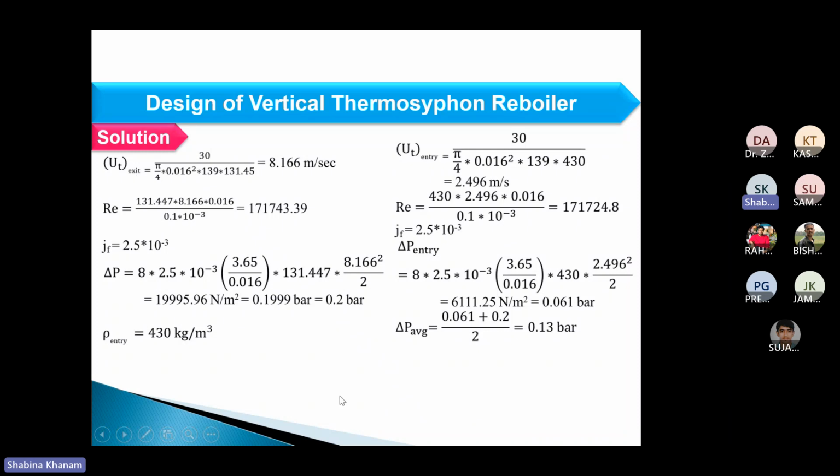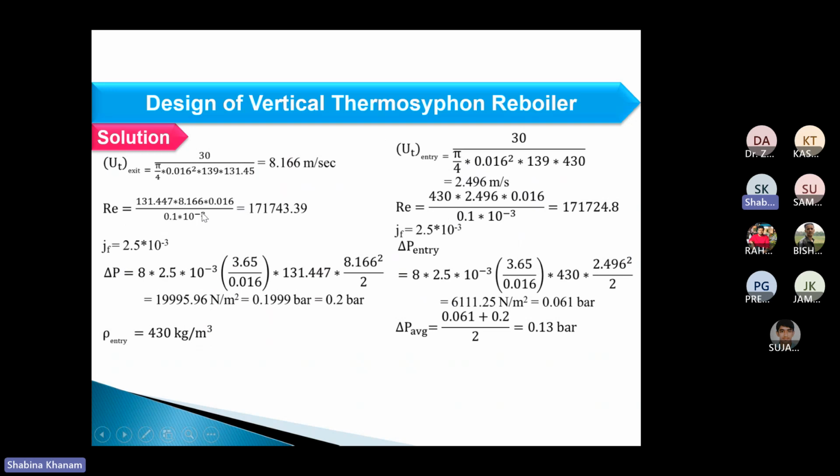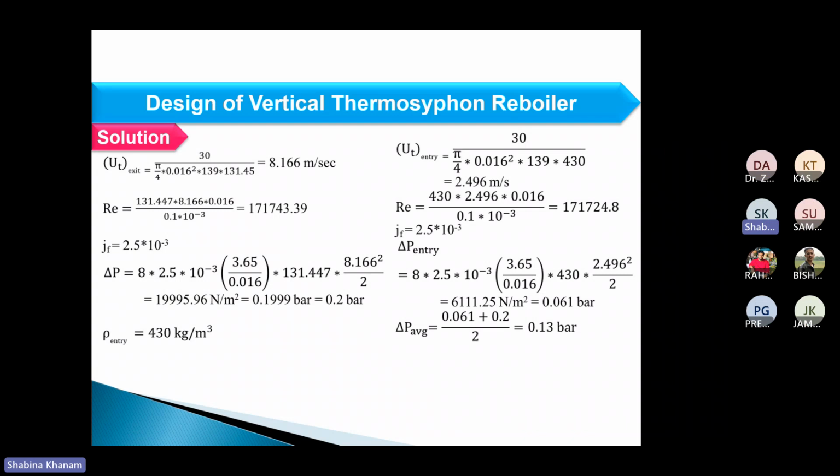If you consider this mu, here we are already given viscosity of the liquid, 0.1, and I have been given viscosity of the vapor as 0.05. So what we have considered over here is the viscosity of liquid, not viscosity of mixture or viscosity of vapor. The reason being we are given recirculation ratio as 4:1, so only one part is vapor. So viscosity will be dominated by the liquid.